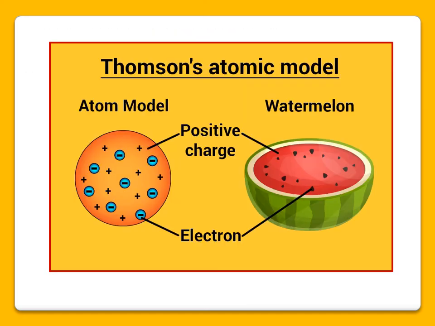So this was the Thomson atomic model. If this watermelon is an atom, this red part is positive charge, the whole red part. And these black seeds are considered electrons. Electrons have negative charge and the red part is positive charge. This way positive and negative charges are there inside the atom. This was suggested by Thomson. That is why it is known as Thomson's atomic model.